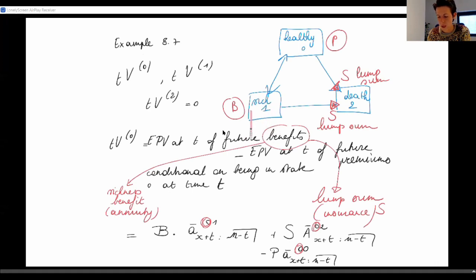Same cash flows. Whenever you are in state one, you will receive the annuity benefit at a rate B per year. If you go back to the healthy state, you will start paying premiums again at a rate of B per year. If you make the transition at some point into the death state, either from 1 to 2 or from 0 to 2, then the benefit as a lump sum has to be paid.